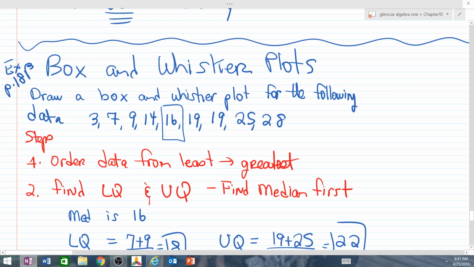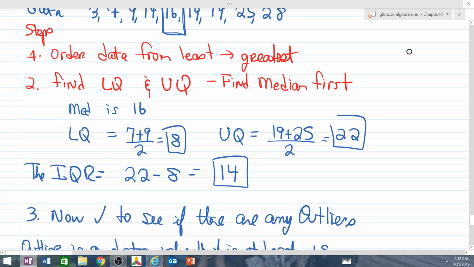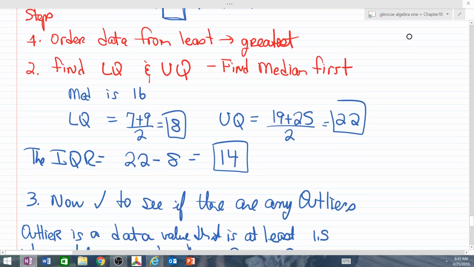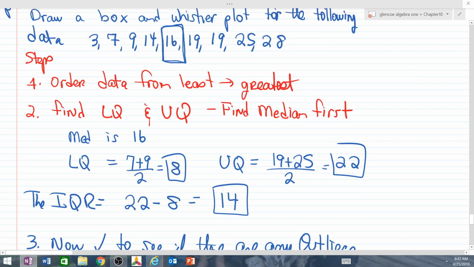Step number 2. Find the lower quartile and the upper quartile. However, the first thing you want to do is find the median. Do we all understand that the median is 16? Yes? We're all good that the median is 16. Okay. So the lower quartile, in this case, there are 2 middle numbers. So the lower quartile is the median of the first half of the data, which would be 7 plus 9 divided by 2, or 16 divided by 2, which is 8.